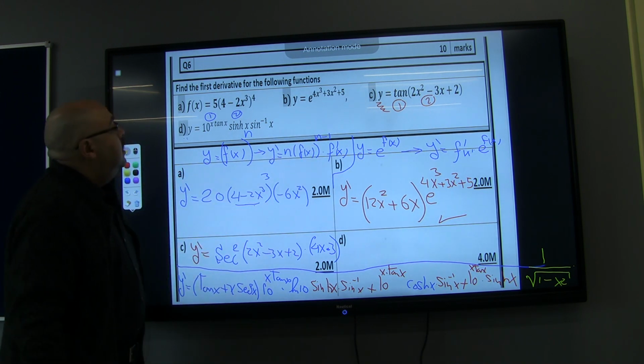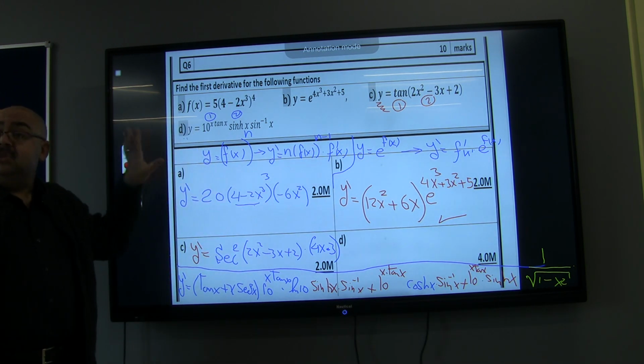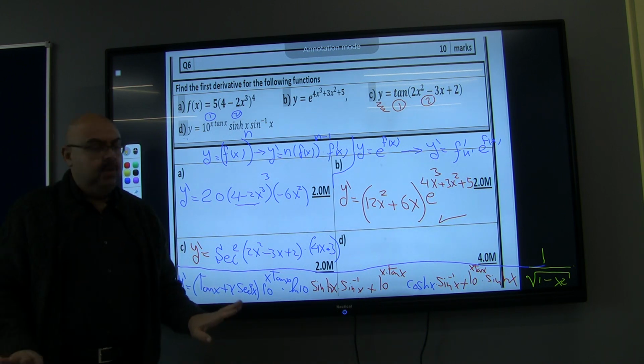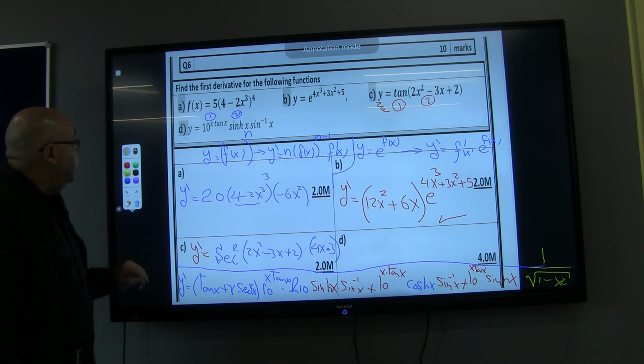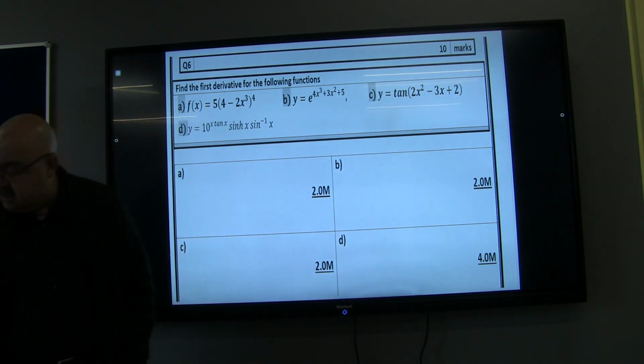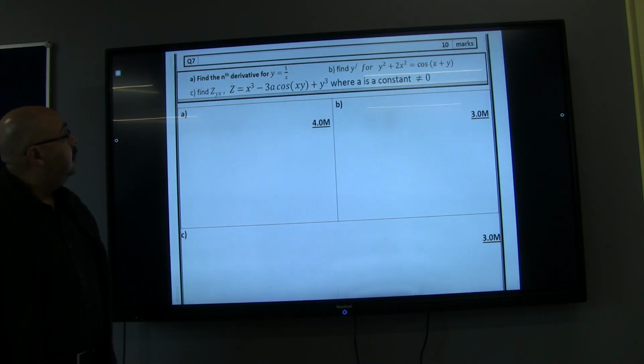Okay? Please do review this part. This is really very important, and it's an AB. You will have some problems about derivative in the final exam. Okay? Let's see the other problem.